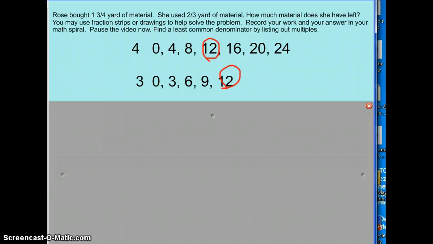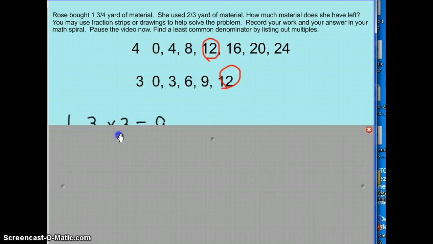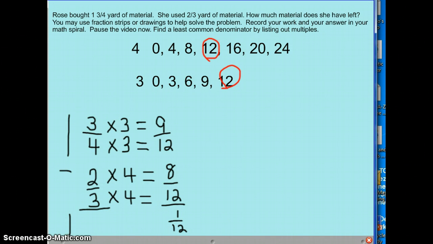Okay, 12 is the least common multiple. Therefore, it's going to be my least common denominator. So I'll go ahead and put it across from the denominator of 3/4. The 12 goes right across from the denominator. 4 times what gives me 12? 3. So I multiplied my denominator by 3, so I multiply my numerator by 3.